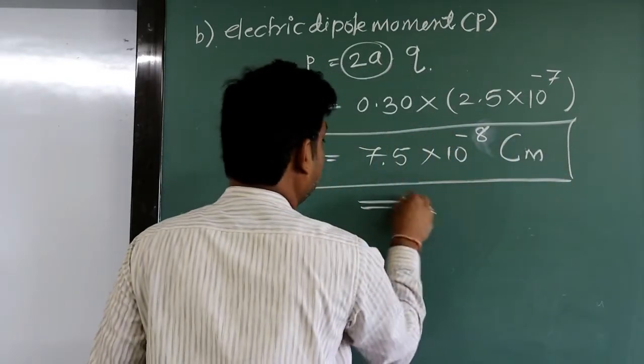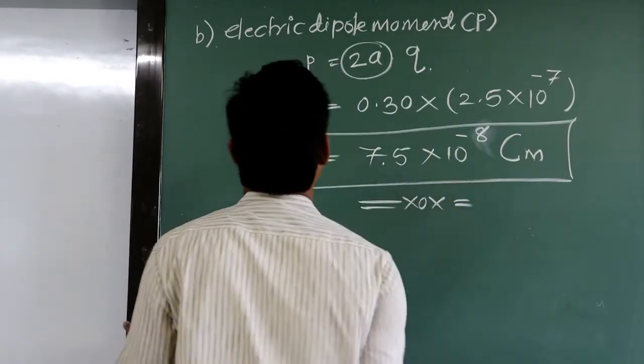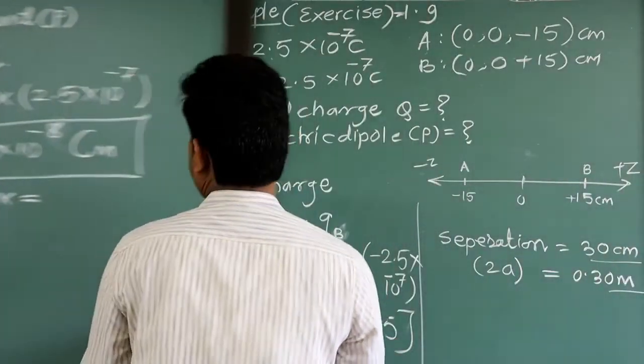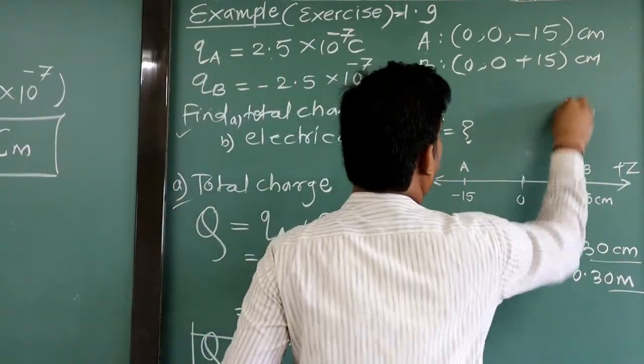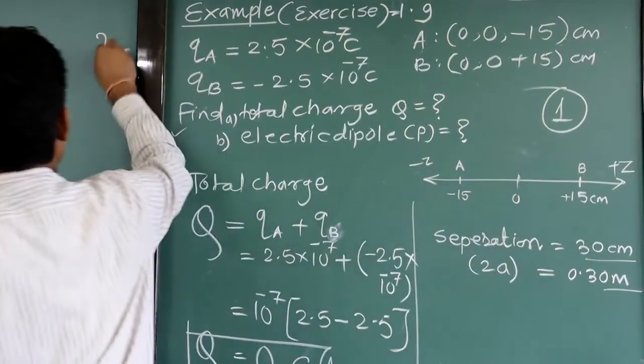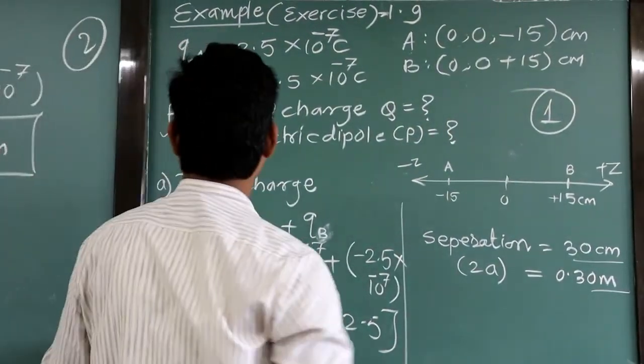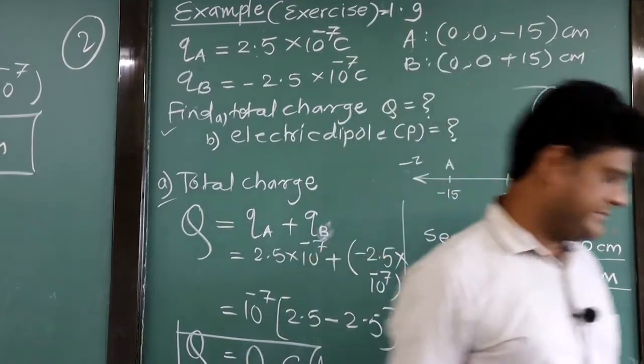So here is the end of this numerical. You can see this is board number 1, and this is board number 2. You just take the screenshot and we'll move towards the next question, please.